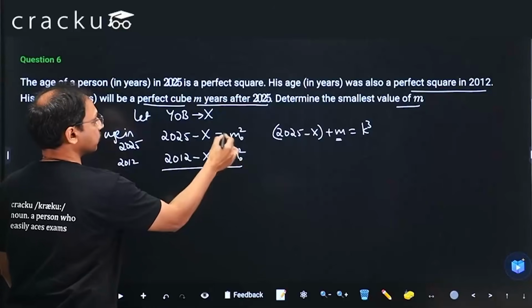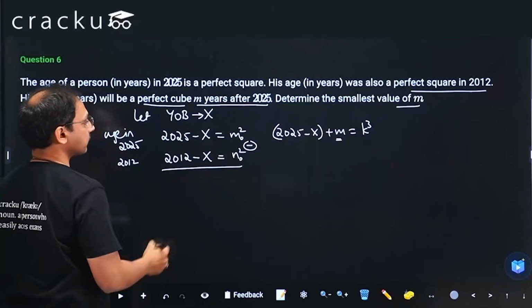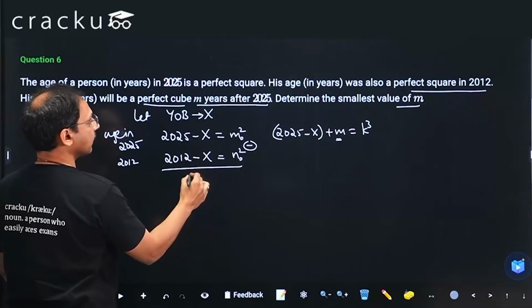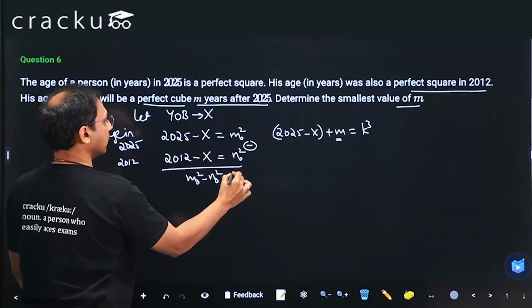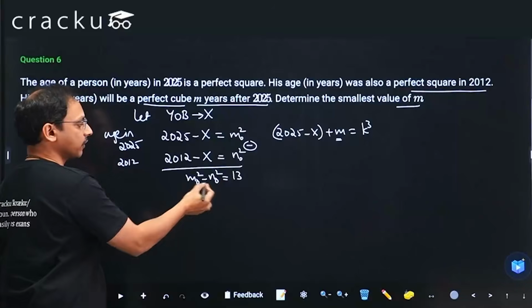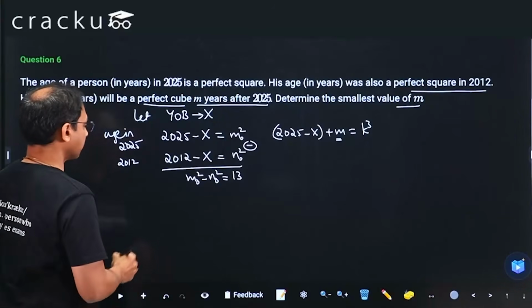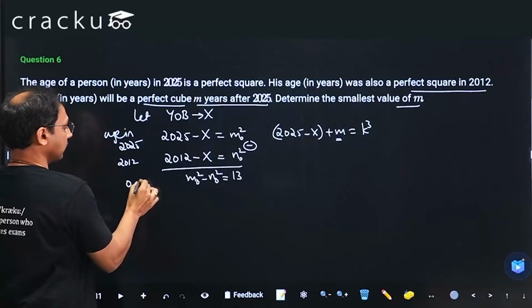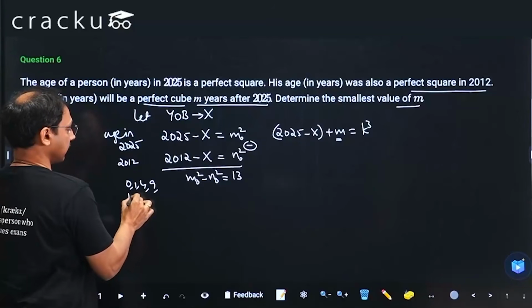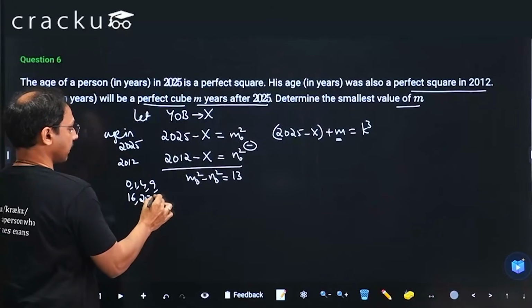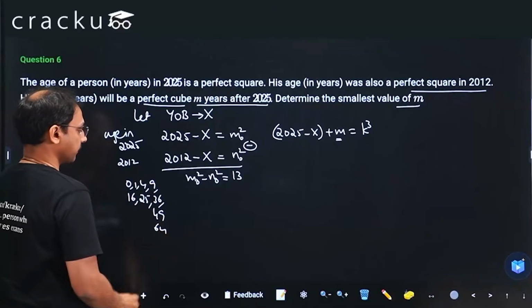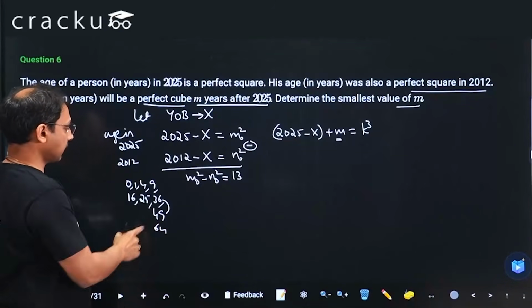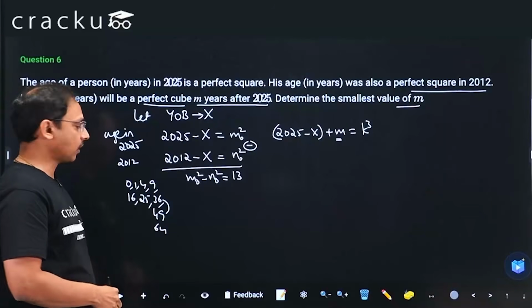So first we'll substitute these two equations. To eliminate X, we get M naught square minus N naught square is equal to 13. Difference of two squares is 13. Look at the squares. 0, 1, 4, 9, 16, 25, 36, 49, 64. Here the difference is 13 and nowhere can you see a difference of 13.